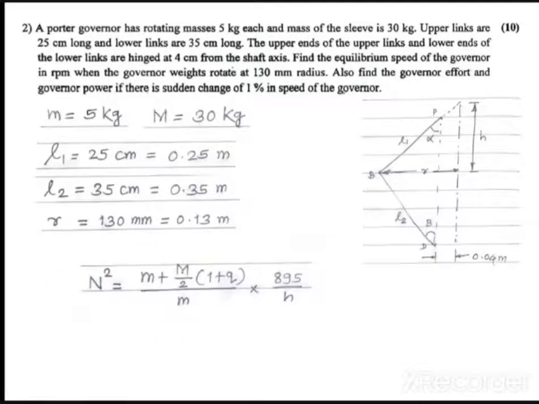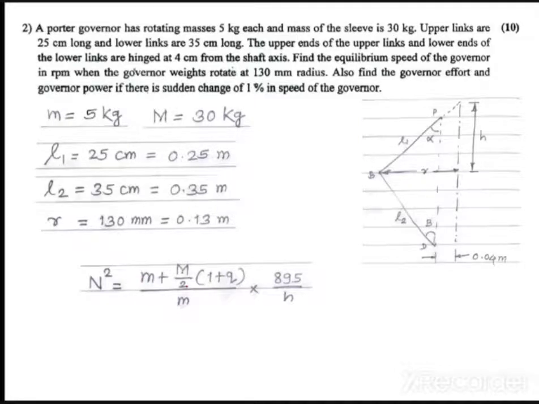Now they are saying to find the equilibrium speed of the governor in RPM when the governor weight rotates at 130 RPM. Also find the governor effort and governor power if there is a sudden change of 1%. They haven't given minimum speed or maximum speed. They are just talking about the mean equilibrium speed, so they just want to calculate capital N. That is why they have given you R, and you just have to calculate N. There is no need to calculate N1 and N2 in this case.